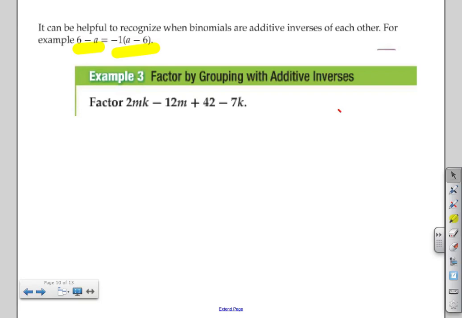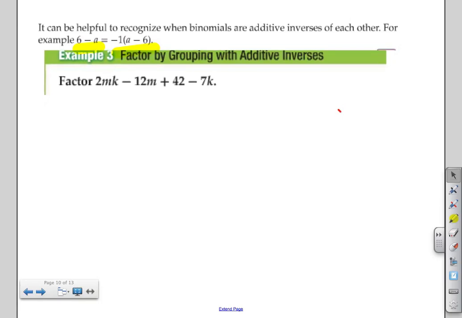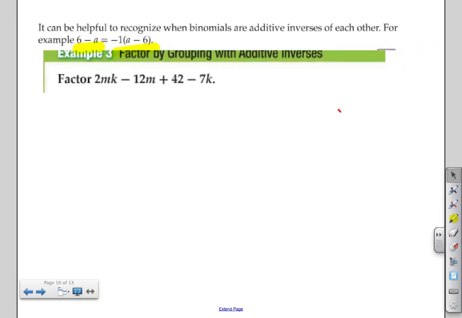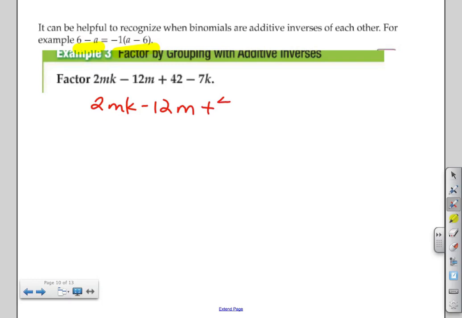All right. Here we have a problem. I'm going to slide this up a little bit so we have more room to work. Okay, factor by grouping with additive inverses. So now we have 2mk minus 12m plus 42 minus 7k.